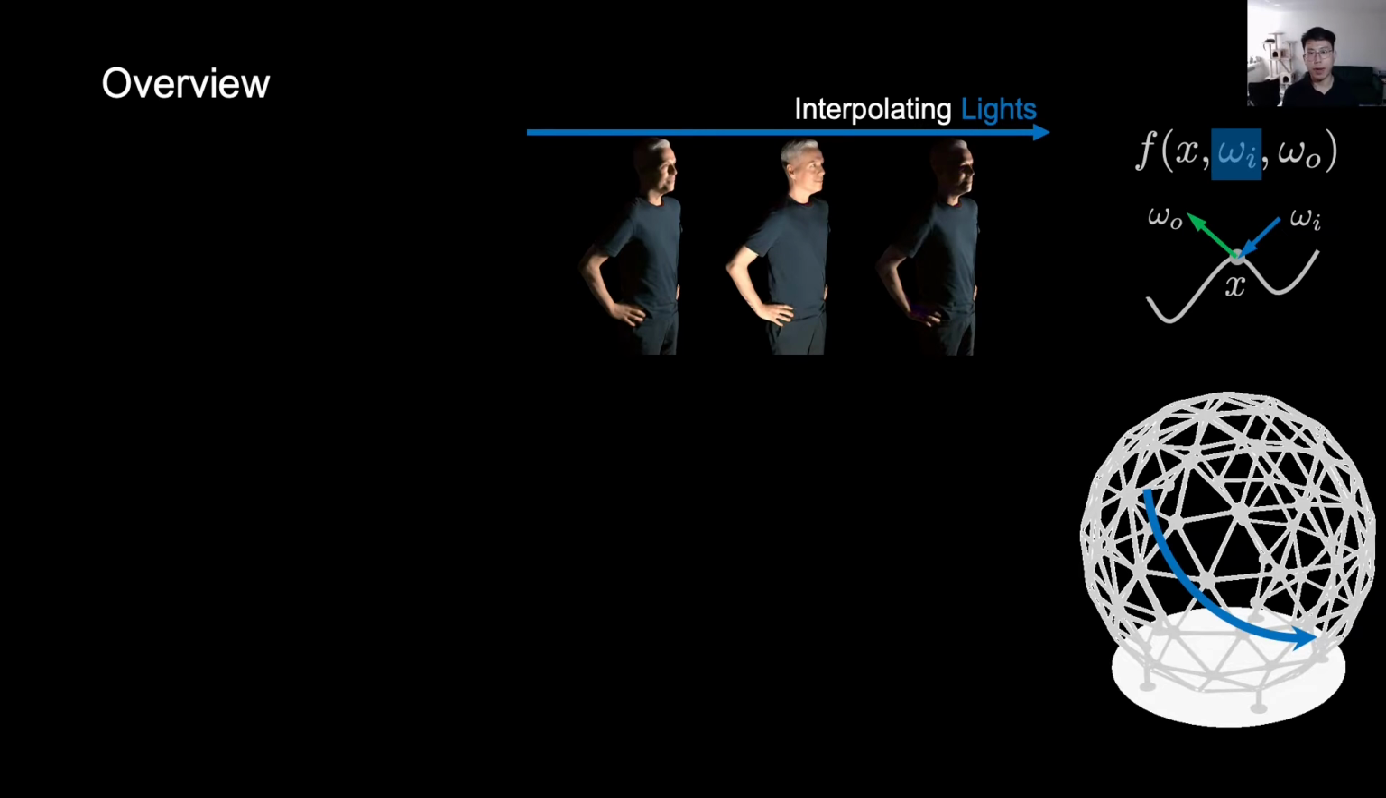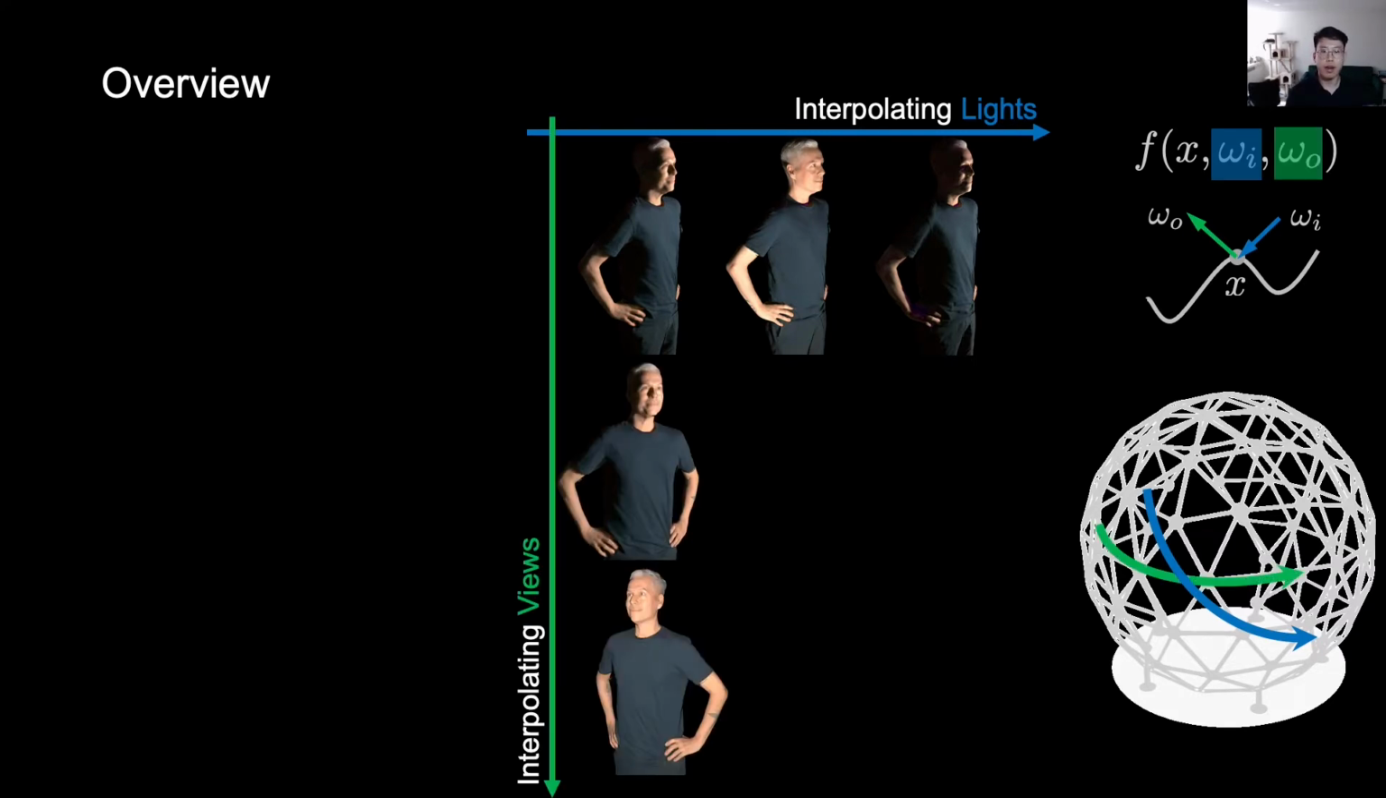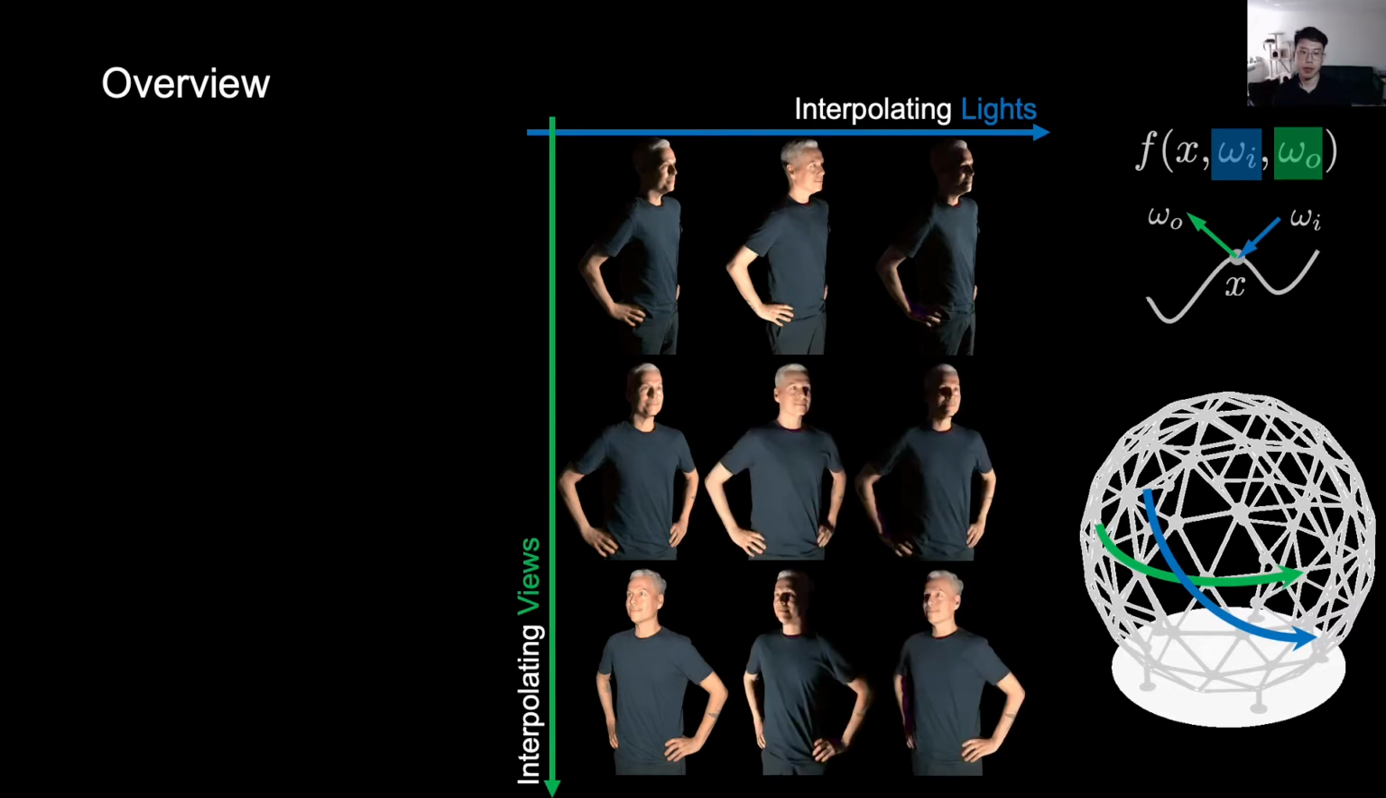Now, if we interpolate between the physical lights, we are relighting the scene with non-existent virtual lights. Or if between physical cameras, we are synthesizing novel views of the scene from non-existent virtual cameras. Doing both at the same time allows us to super resolve the light stage in terms of both cameras and lights.